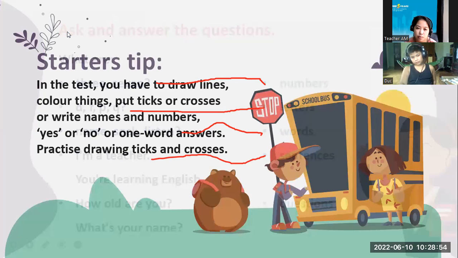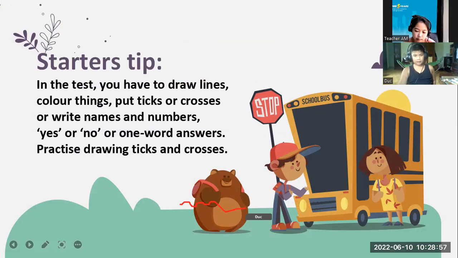So now, can you please read starter tip? Starter tip. In the test, you have a row of names, clothing, but across or white, yes, a number. Yes or no, or one word and words. Practice the writing of crosses.